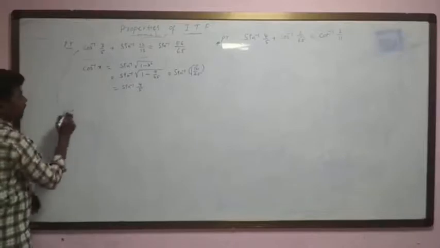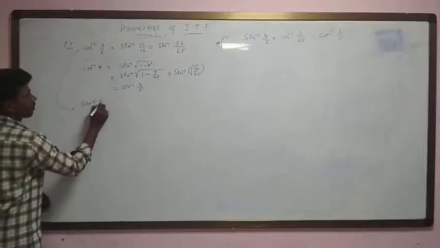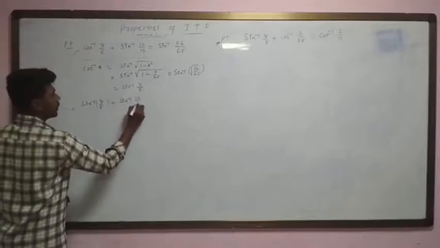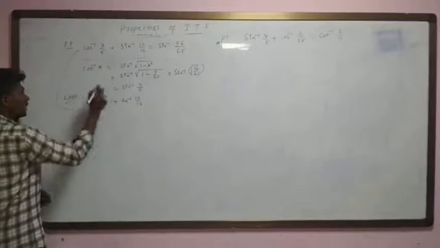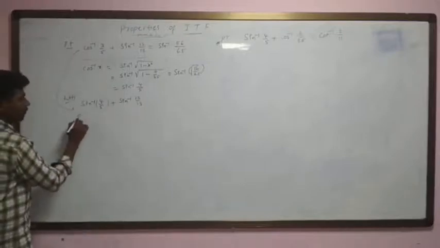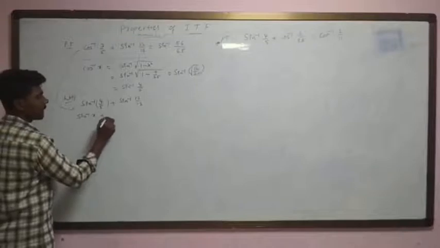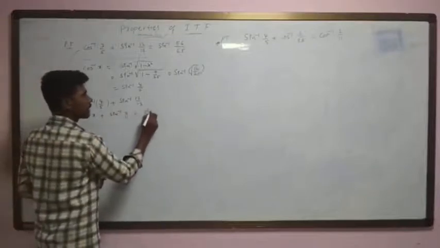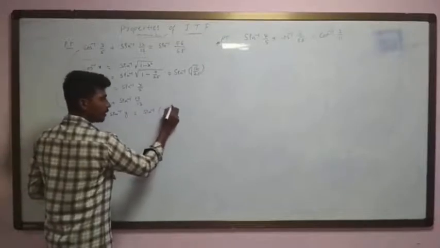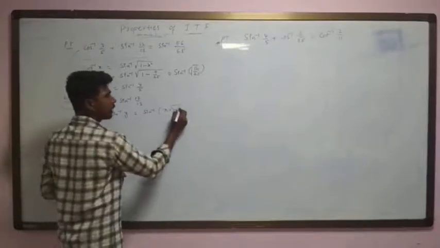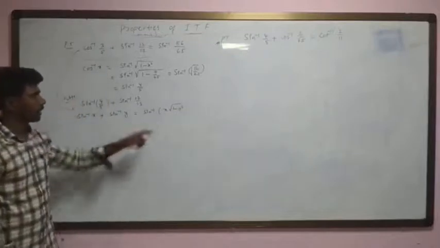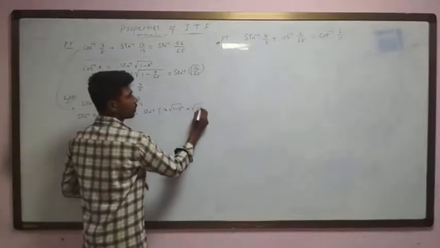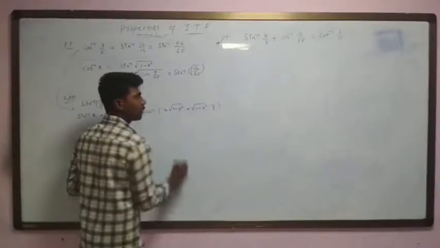So this can be rewritten as sine inverse of 4 by 5 plus sine inverse of 12 by 13, which is LHS. Now it is in the form sine inverse x plus sine inverse y, which can be written as sine inverse of x into root of 1 minus y square plus root of 1 minus x square into y.